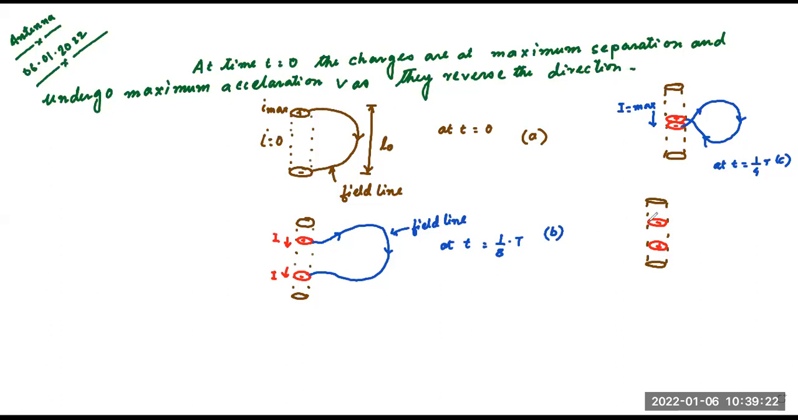So what will happen? This is I. It is going down. This is also going down. So a new field line is coming here, and this is another field line, the previous one. So it will be like this. It's a bit big.